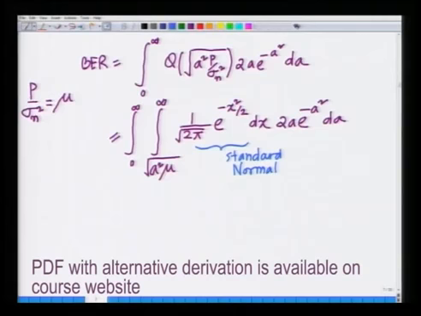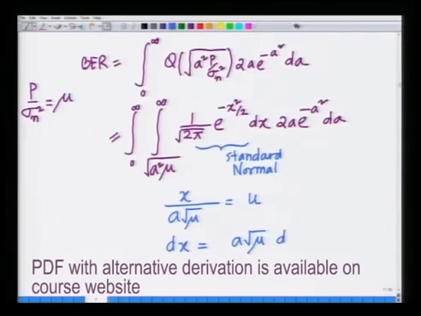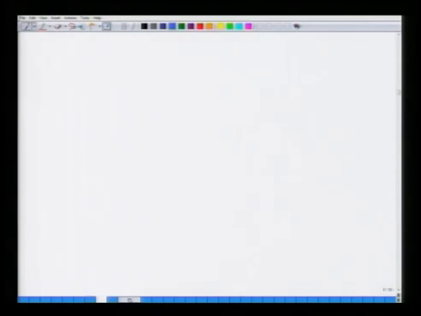And now, I will make a simplifying substitution. I will substitute x by a square root of mu equals u, which means dx equals a square root of mu times du. So, x by a square root of mu equals u, dx equals a square root of mu times du, which means I can write this probability, this bit error rate.